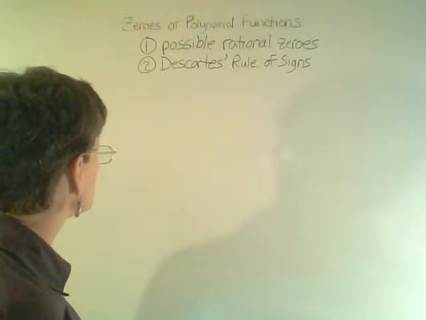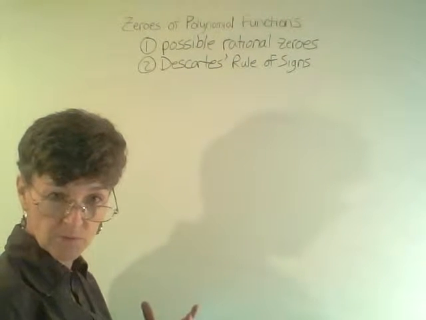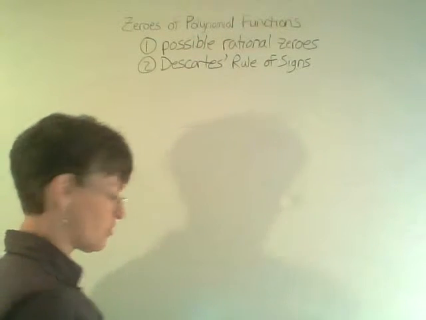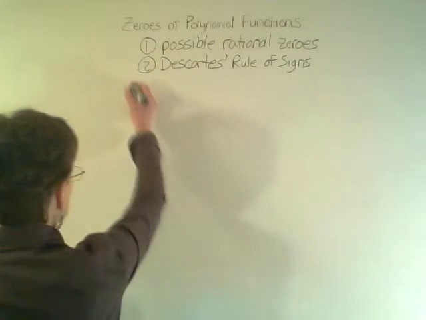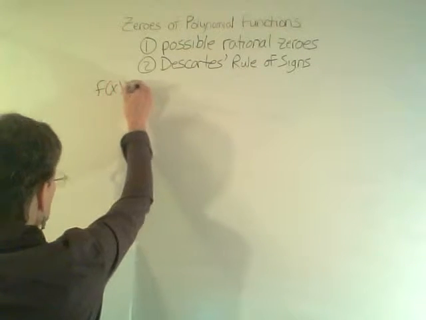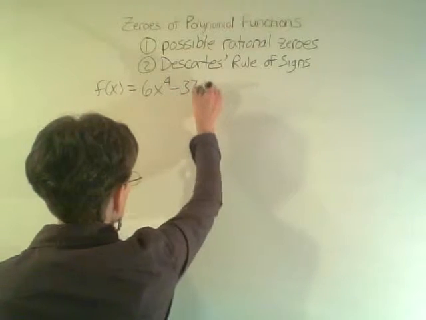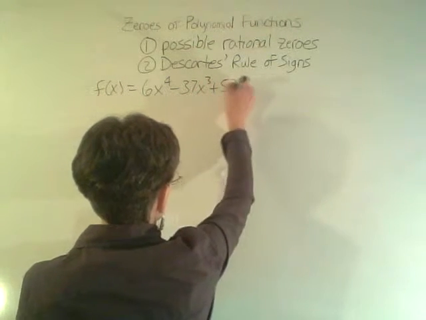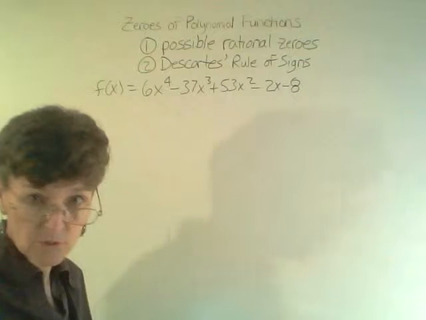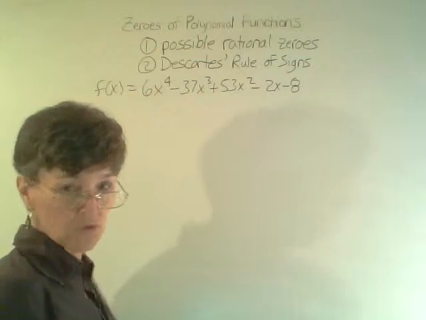Okay, so now we are going to take what we know about zeros, and we are going to look at a polynomial and try to determine what the particular zeros of that polynomial function are. Now, I have a polynomial function that we're going to use for this. So this is f of x is equal to 6x to the fourth minus 37x cubed plus 53x squared minus 2x minus 8. So there's my polynomial function. I want to see if I can determine the zeros of this polynomial function.